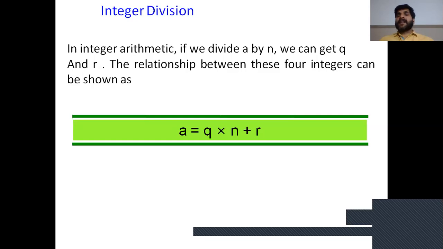Integer division: in integer arithmetic, we can divide A by N and get Q and R. The relationship between these four integers is that if we divide A by N, then A equals Q into N plus R. A divided by N gives quotient Q and remainder R, so the relation between the four integers is A equals Q into N plus R.